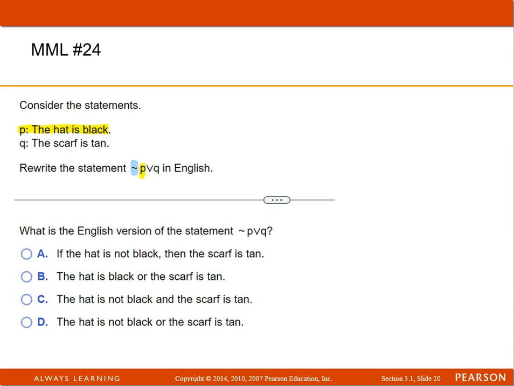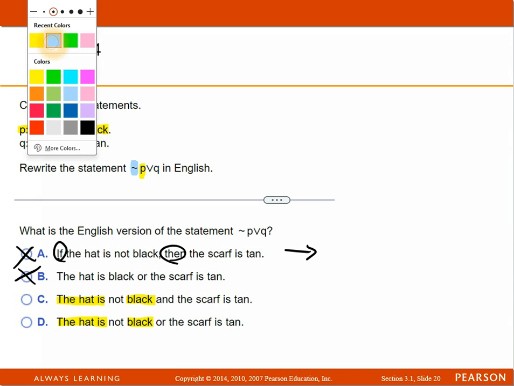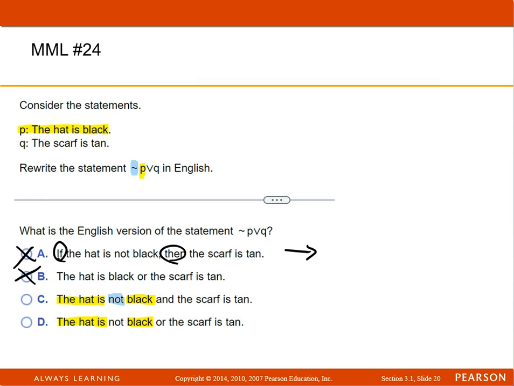Choice A has an if-then in it, but there is no if-then symbol, right? They've got the if and the then. That would be this symbol. It's not there, so it's not A. And then B just says the hat is black, so it can't be that one. But C and D both say the hat is not black, which is what the symbolism of negation of P is.